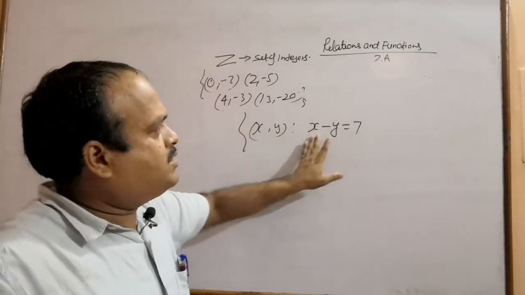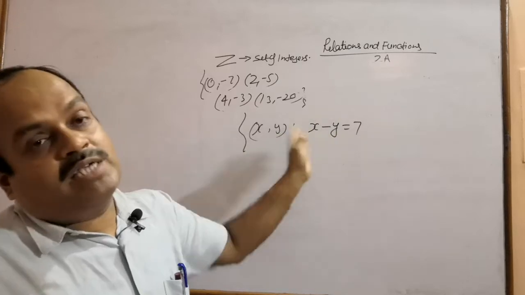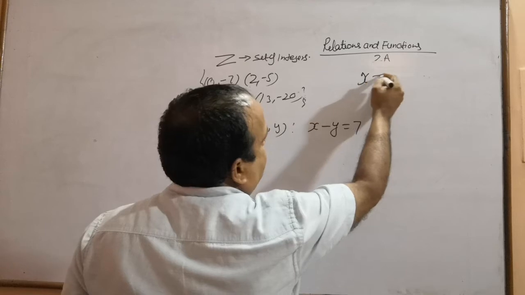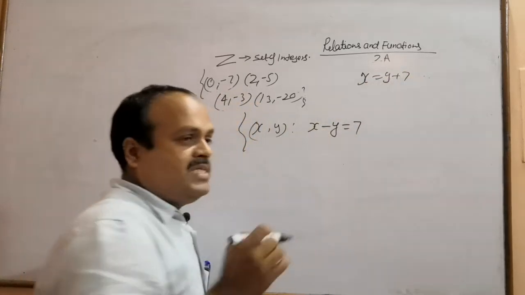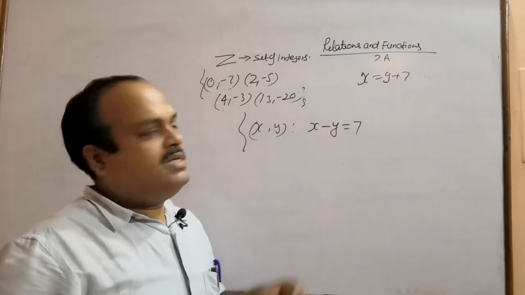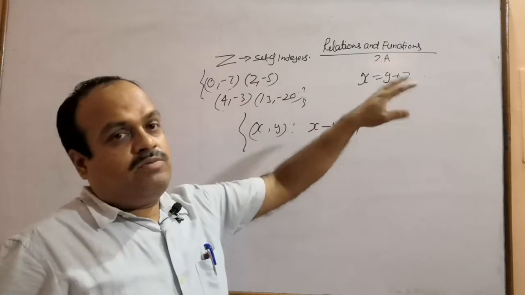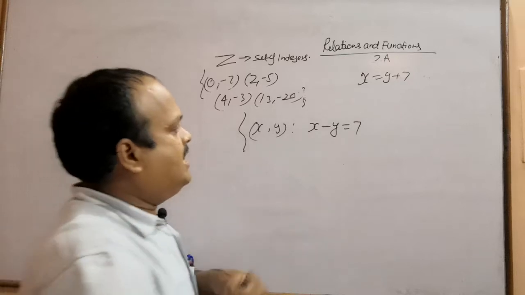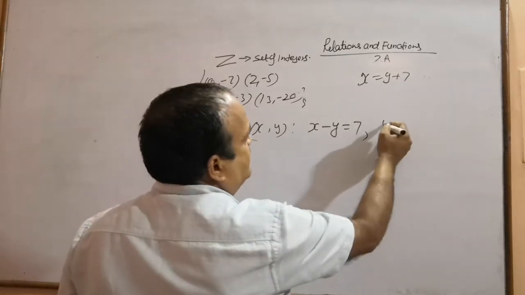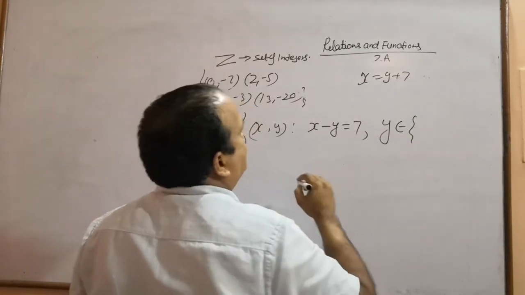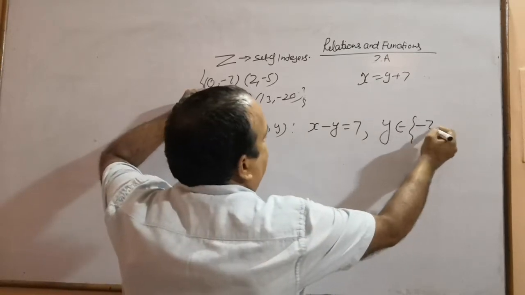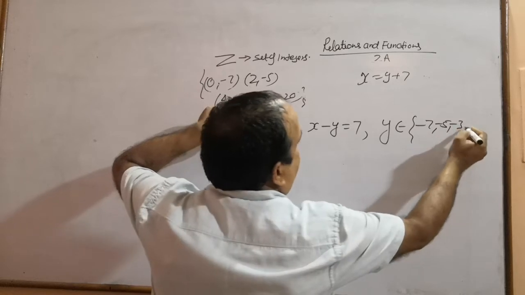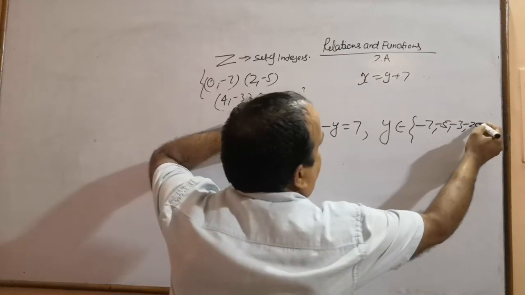I say that x equals to y, or you can write this as x equals to y plus 7. Do the rough work and write x equals to y plus 7. It means x is depending on y. So the values of y are -7, -5, -3, -20. So right here mentioning that y belongs to a set of integers -7, -5, -3, -20.